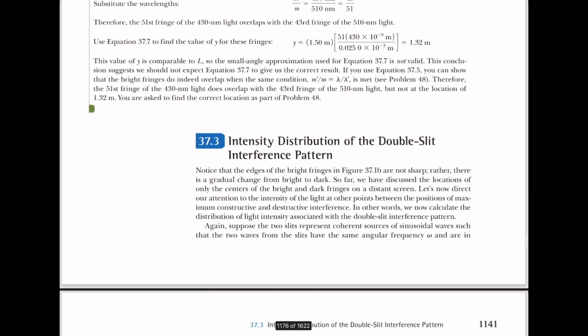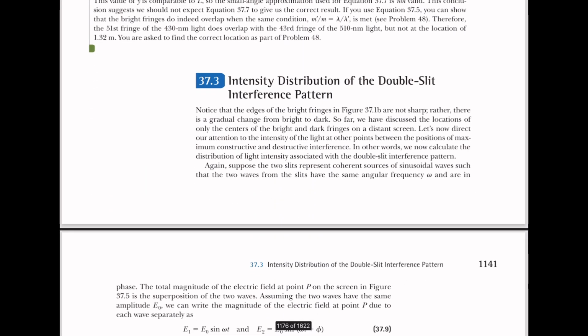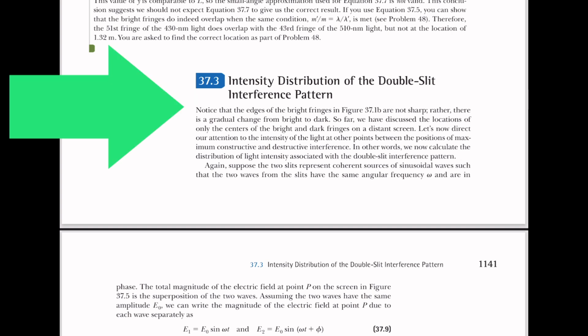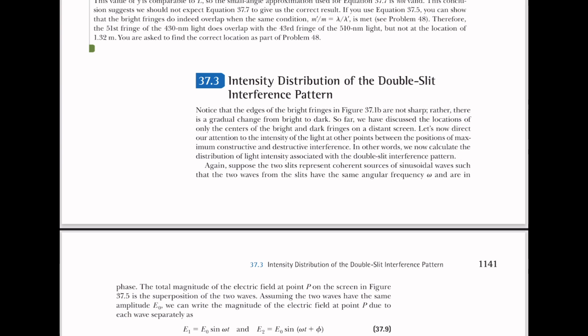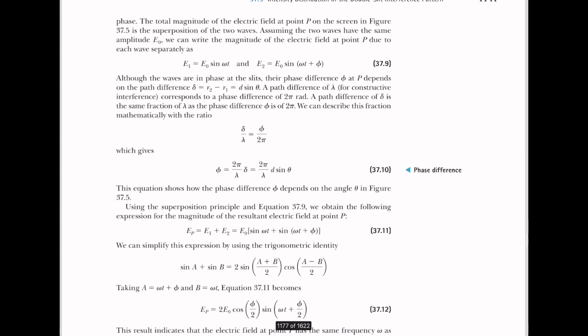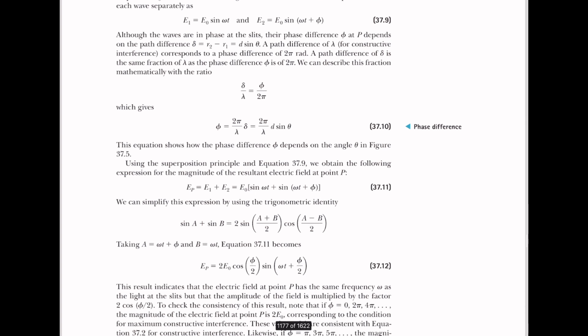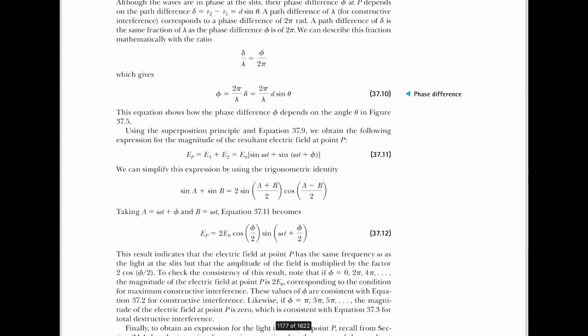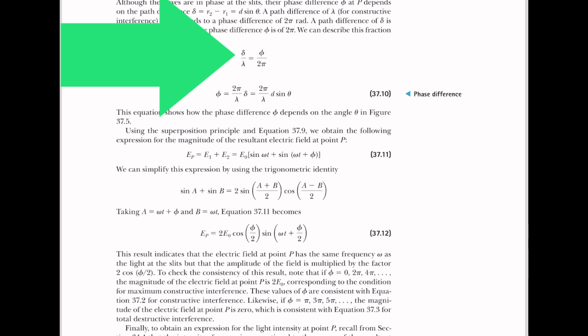Not sure what that means, but there's the example there. 37.3, intensity distribution of the double slit interference pattern. Notice that the edges of the bright fringes in figure 37.1b are not sharp. Rather, there is a gradual change from bright to dark. Okay, a couple more equations look like sine. There's E, I don't know what E is. There's some delta and phi, lambda, 2 pi.